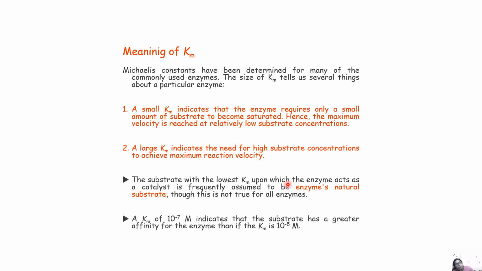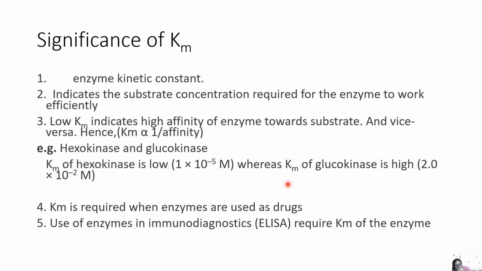The substrate with the lowest Km upon which the enzyme acts as a catalyst is frequently assumed to be the enzyme's natural substrate, though this is not true for all enzymes. So, a Km of 10 to the power minus 7 molar indicates that the substrate has a greater affinity for the enzyme than if the Km is 10 to the power minus 5 molar.